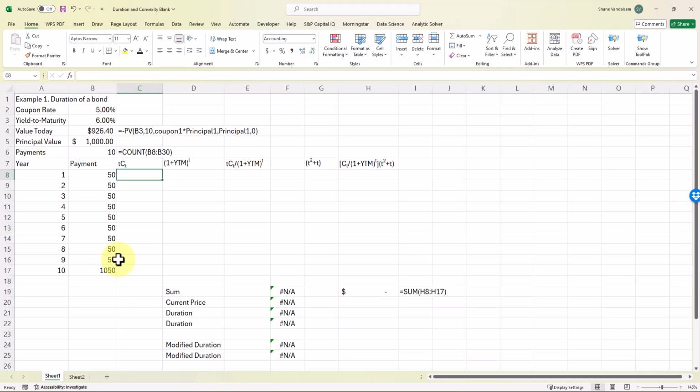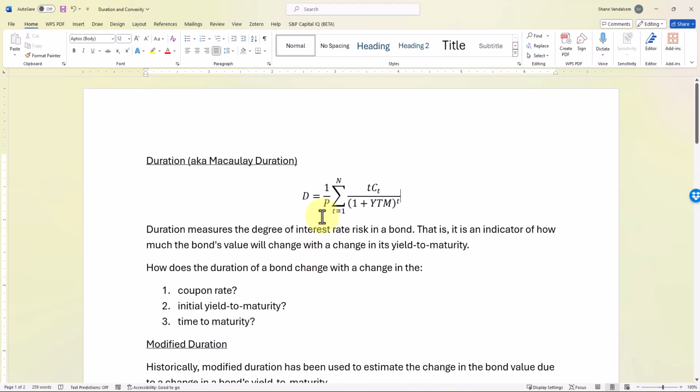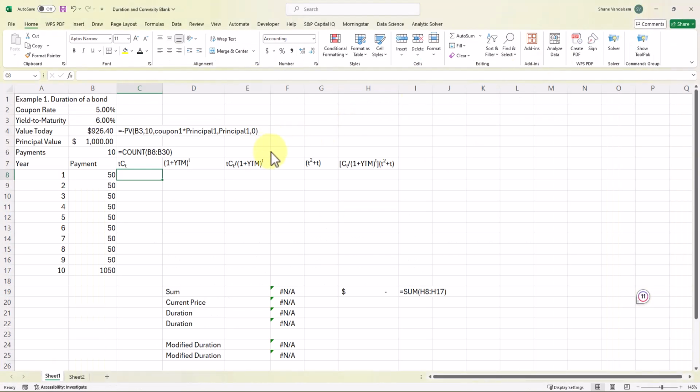So now I'm going to calculate my duration. And so I'm going to put in here equals, and just to go back to show you what I'm doing here. I'm multiplying T by CT. I'm going to put in here equals T, which is our year, by the cash flow we're going to receive in that year. And I'll pull this down all the way.